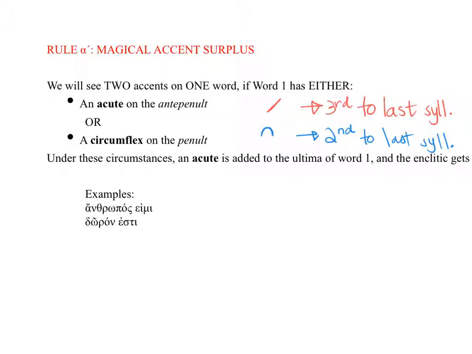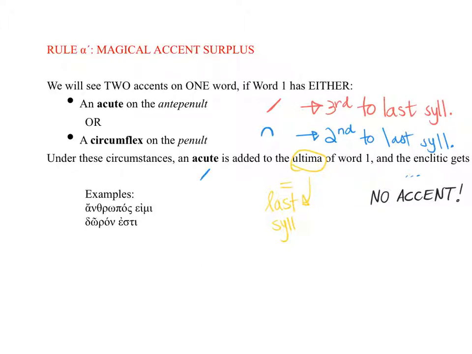And here's how it works. Under these circumstances, an acute gets added to the ultima, or the last syllable of word one, and the enclitic gets no accent. So we end up with one word with two accents, that's word one, and the enclitic, which we also might call word two, gets no accent. So all the accents for word one, no accents for word two.